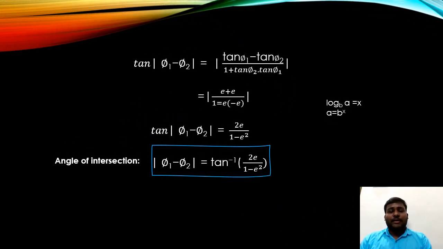Lastly, when we substitute by the angle of intersection, we are going to get e plus e by 1 plus e of minus e. At last, I have written a log function which was needed for you here, so that you can refer to it easily. Tan of mod phi 1 minus phi 2 is equal to 2e by 1 minus e square, so that the angle of intersection is equal to mod of phi 1 minus phi 2, which is equal to tan inverse of 2e by 1 minus e square.